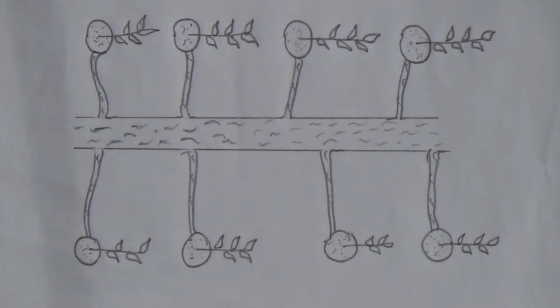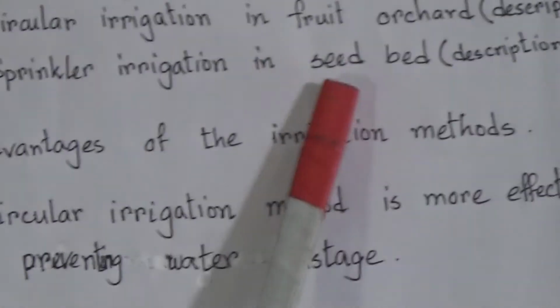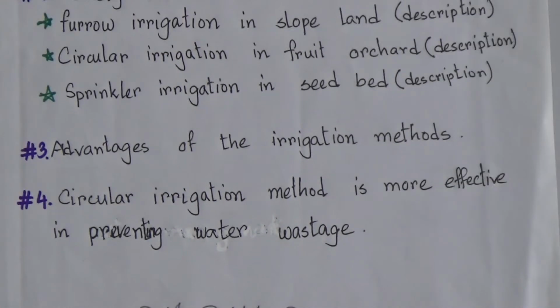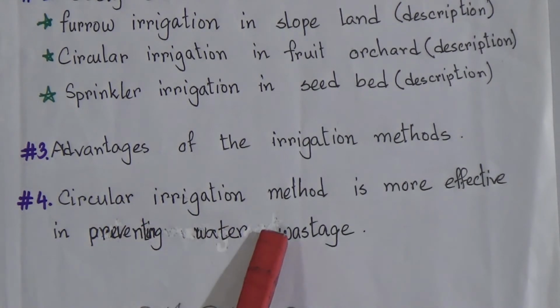On the contrary, sprinkler irrigation in seedbed, that is sprinkler irrigation. For sprinkler irrigation, the farmer has to use types of tools for watering, that when they give the water, at the time they have to use more water than circular irrigation. That's why circular irrigation method is more effective in preventing water wastage.